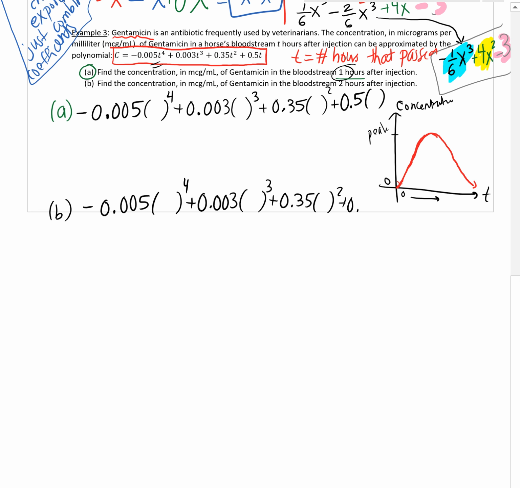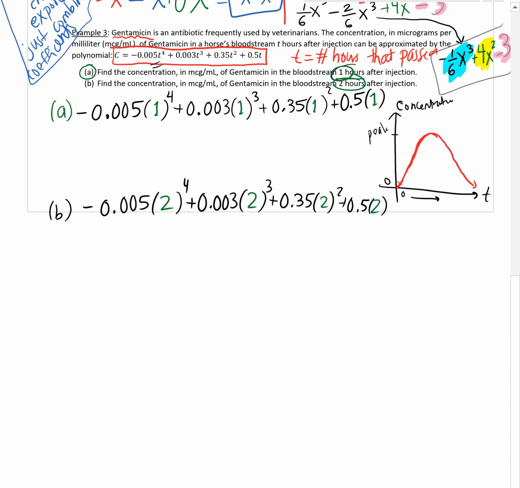So you can set up the blueprint here of what this is going to look like, and then substitute the values. The first one, part A, was 1 hour, so I'm going to put a 1 in there. 1, 1, 1, 1. And then for part B, we'll put a 2 in for all the T's, because they want to know after 2 hours. So I'm just going to focus on part A first.